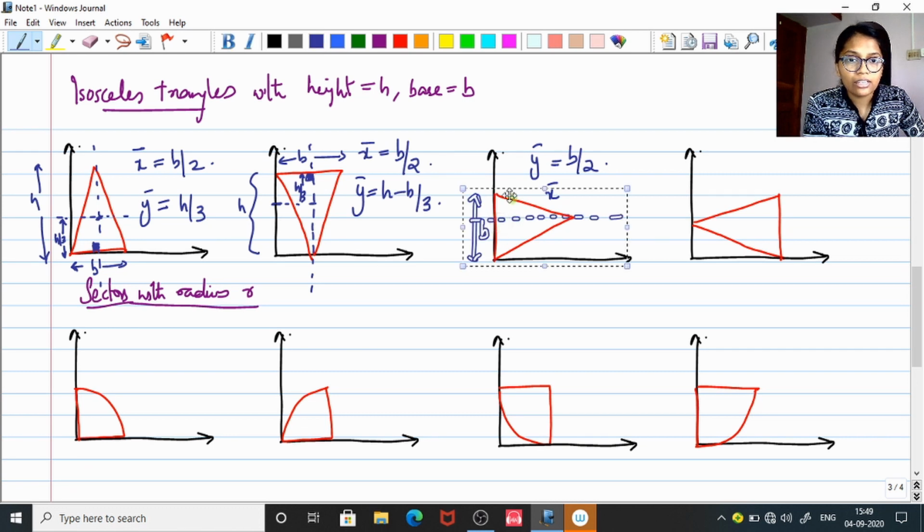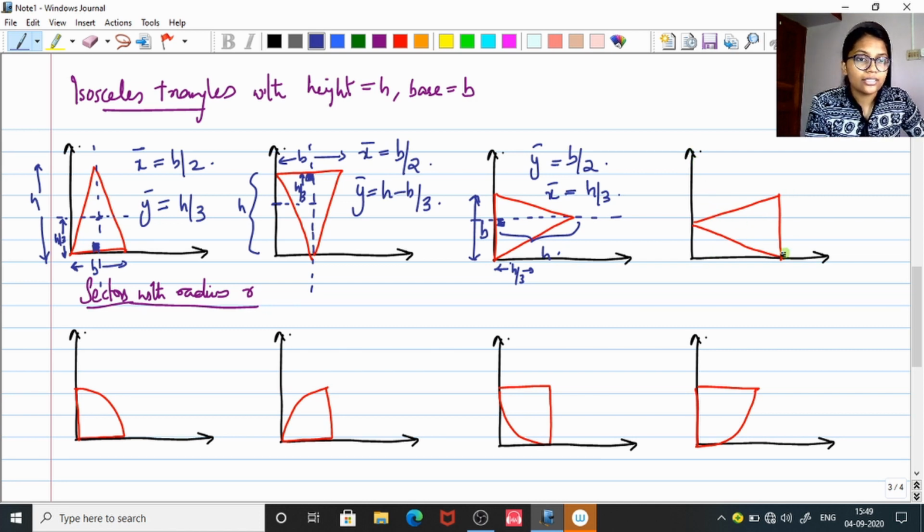And your x bar is, see, again check for your right angle point, and from that point you just measure h by 3, isn't it? The whole length is h, isn't it? So taking h by 3 from the right angle side, you get x bar is equal to h by 3.